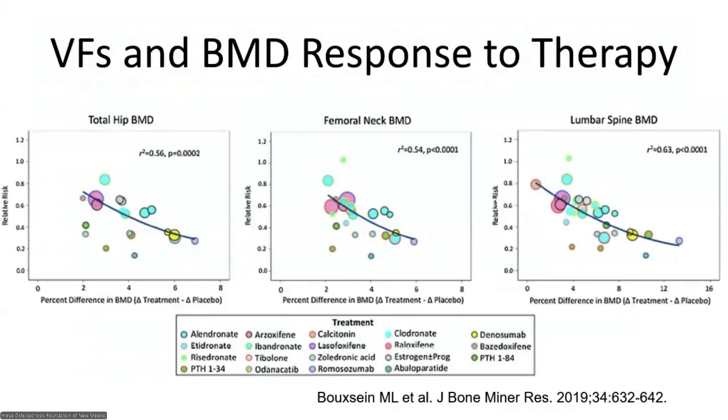These are the kinds of graphs that were published with these studies. Regardless of whether you're looking at total hip BMD, femoral neck BMD, or lumbar spine BMD, the greater the increases in BMD, the greater the reduction in fracture risk. This is for vertebral fractures here. You see the list at the bottom of all the different drugs included in these clinical trials, and the size of the little circles represents the size of the trial.